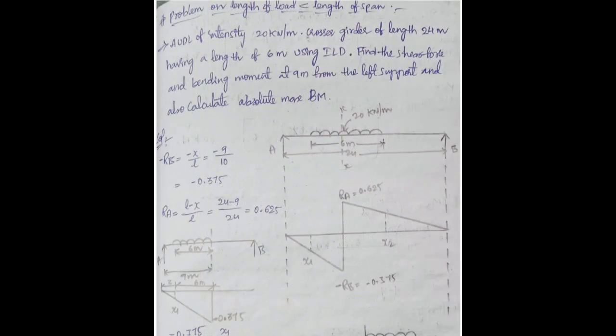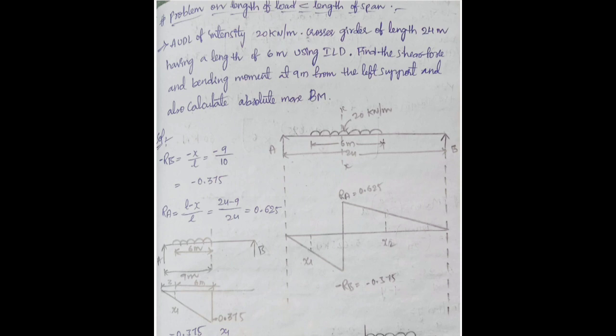Similarly, let us see the other condition, when the length of the load is less than the length of the span. A UDL of intensity 20 kN per meter crosses a girder of length 24 m, having a length of 6 meters. Using ILD, influence line diagram, find the shear force and bending moment at 9 meters from the left support and also calculate the absolute maximum bending moment. You can see the figure there. AB is a span, there is a girder and UDL is placed there. The length of UDL is 6 meters and load is 20 kN per meter. AB span is also shown there.